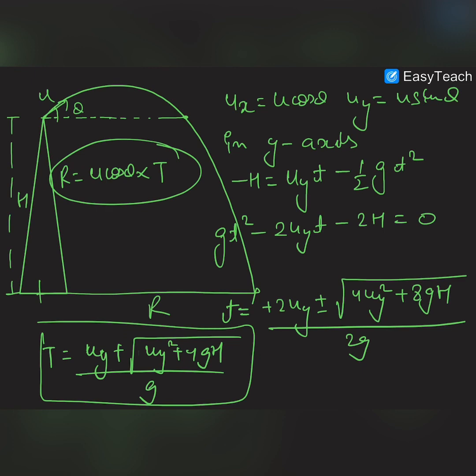So if you are applying the equation of motion and solving the quadratic equation for this motion, then why not solve it for the complete motion? In any way you have to solve this quadratic equation. So this is the time of flight of this motion.